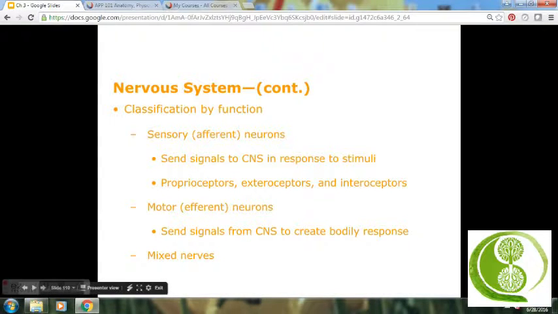So next up we have the motor neurons, or the efferent neurons. These are what we said send signals from the brain and spinal cord to create the bodily response, to cause the muscle to contract. Then you have the mixed nerves. The sciatic nerve, we mentioned it, is an example of a mixed nerve. It has both sensory and motor nerve cells. So it can monitor for input, integrate the information received, and then stimulate the body to respond, all with one cell.